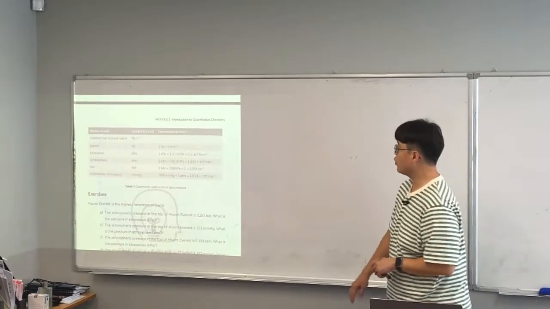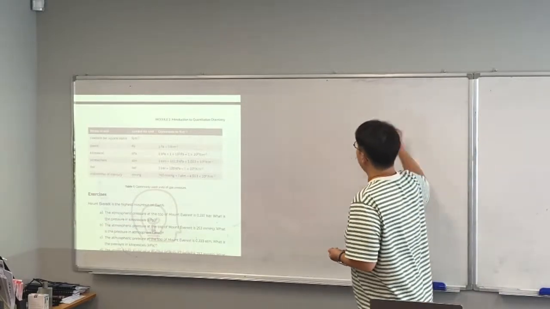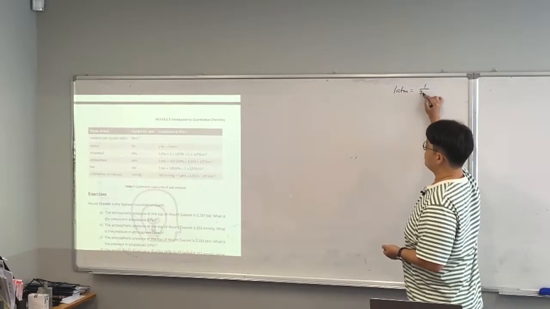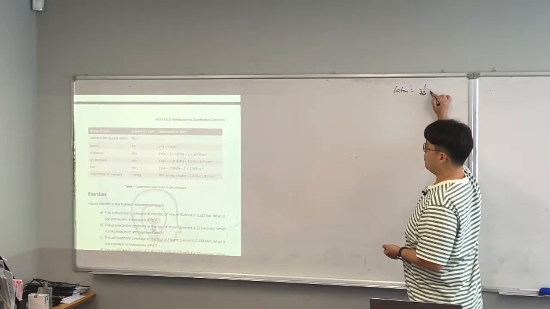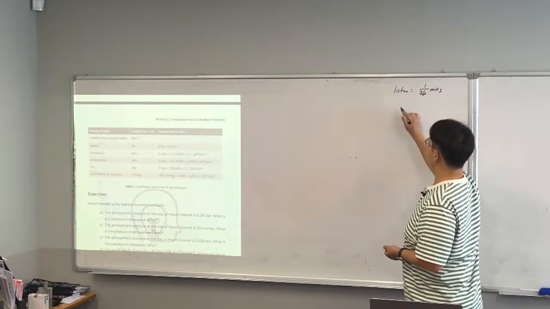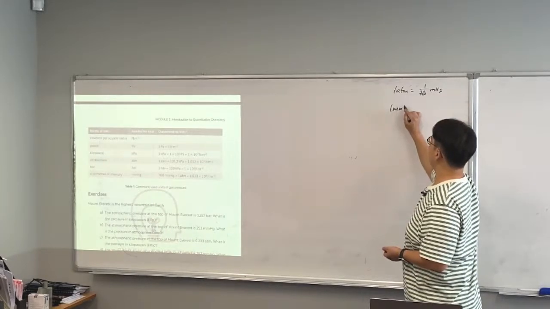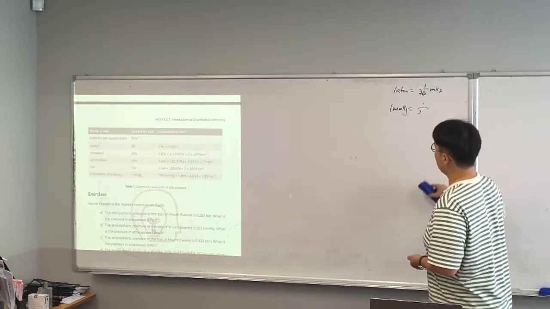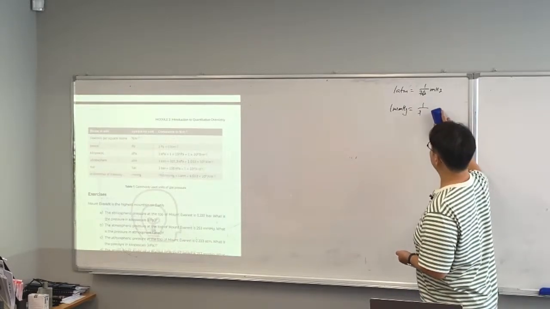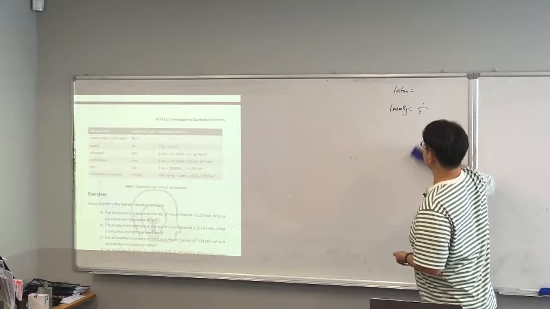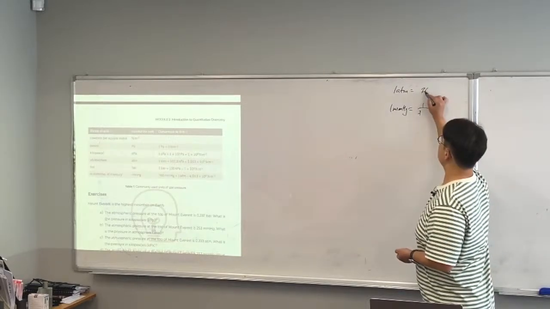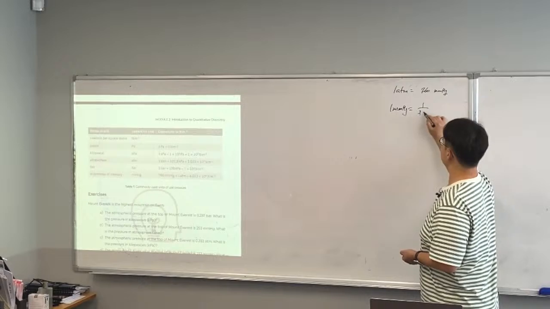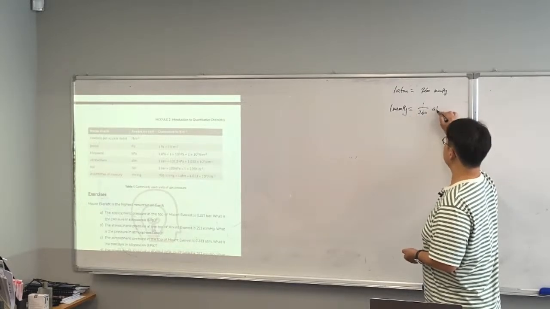Yep, so 1 atmosphere is equal to 760 millimeter mercury. In other words, 1 millimeter mercury is the same as 1 over 760. Sorry, 760, I should say. 760 millimeter mercury. So that's 760 for the ATM.